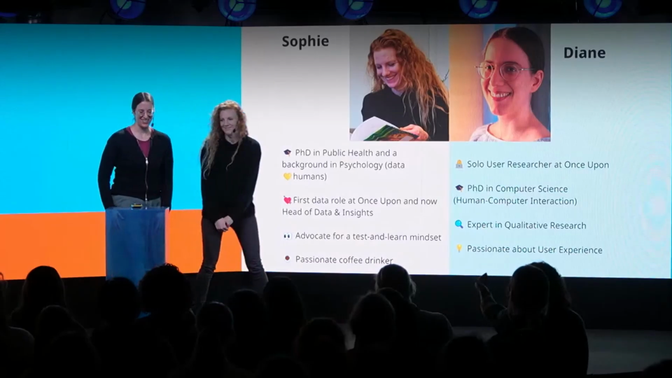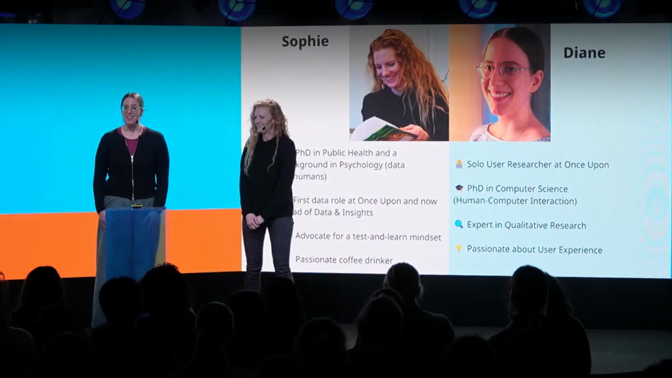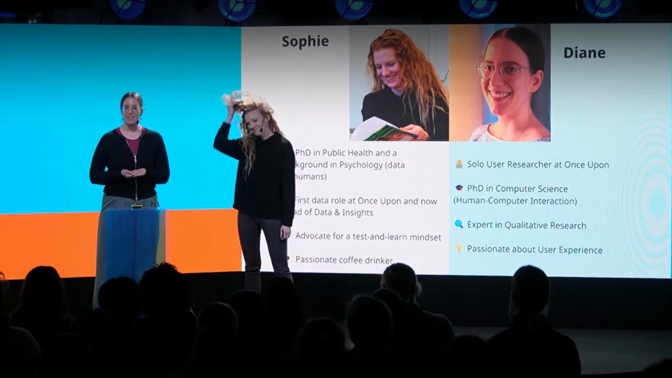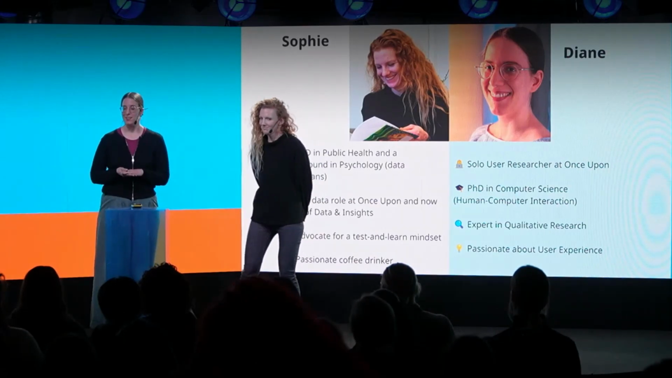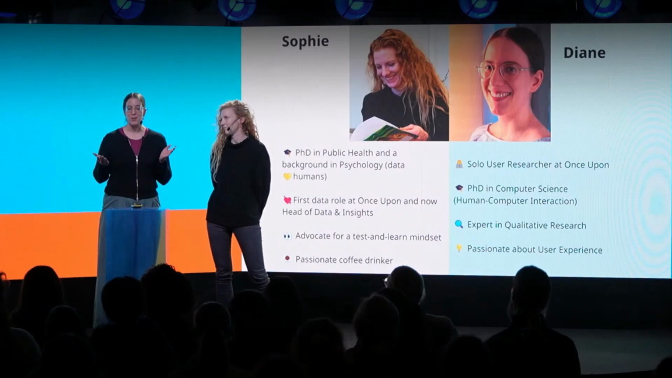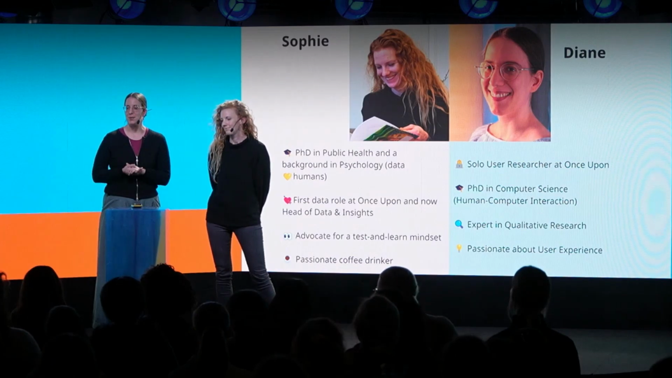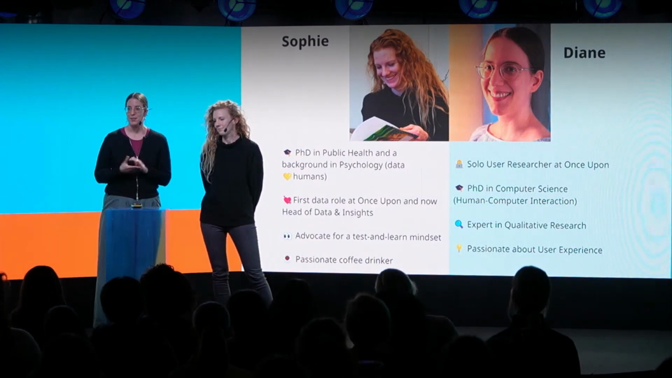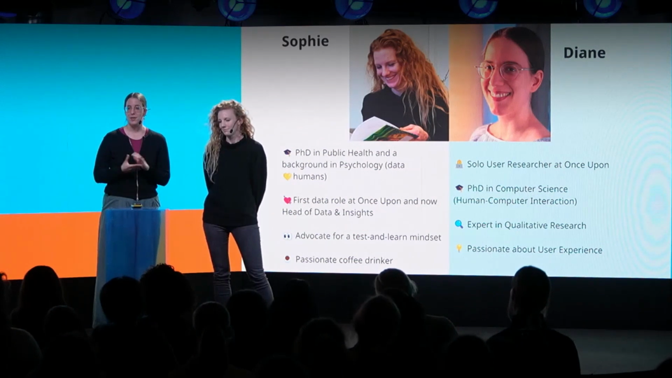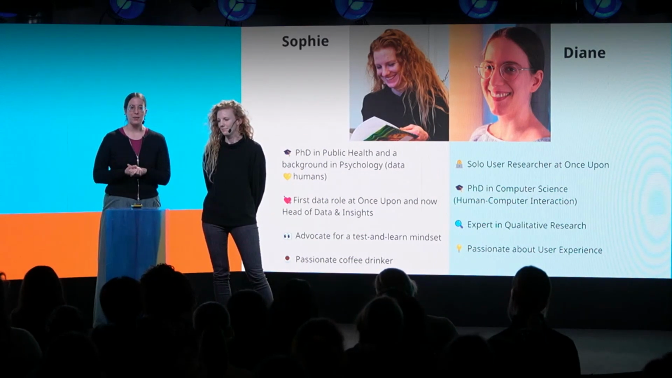Let's switch spots. My name is Diane. I have a background in information science and human-computer interaction. My key areas of expertise are qualitative research methods and user experience. At Once Upon, I'm the sole user researcher, which means that I carry out most of our user research efforts, which ranges from testing new designs with users and managing our customer surveys to conducting some larger scale studies into the preferences of our target audience.